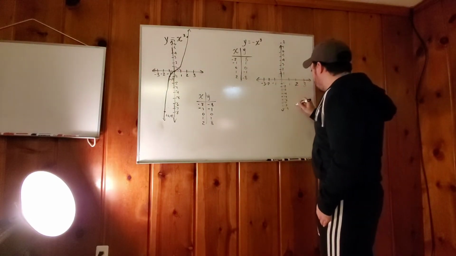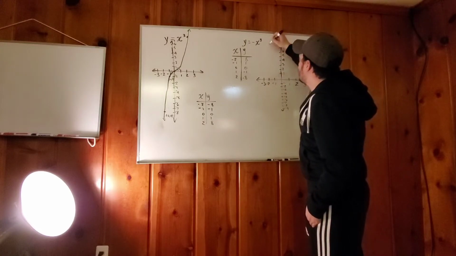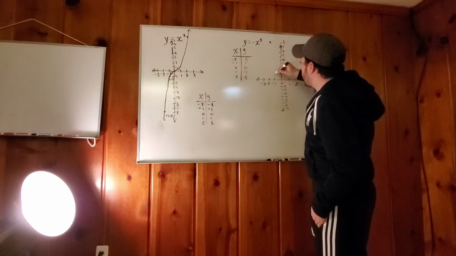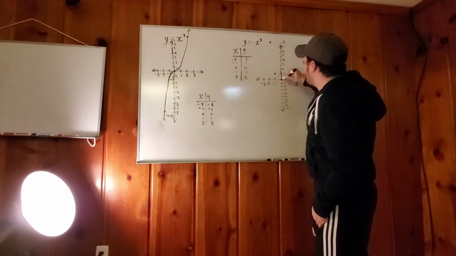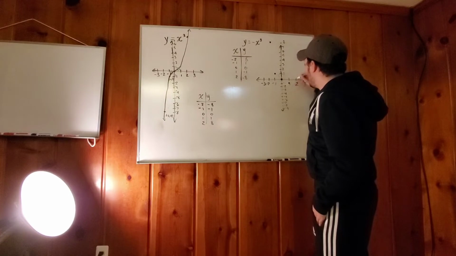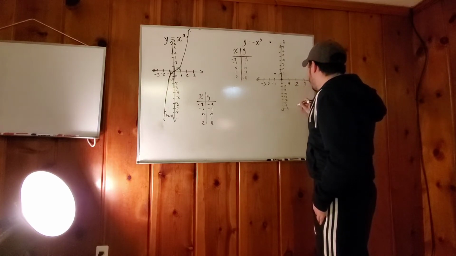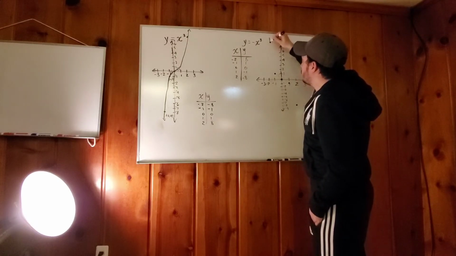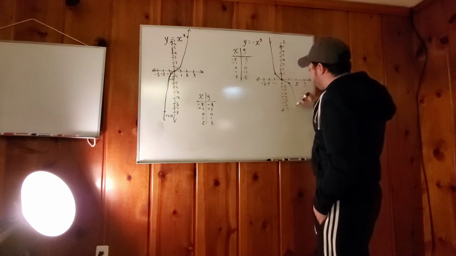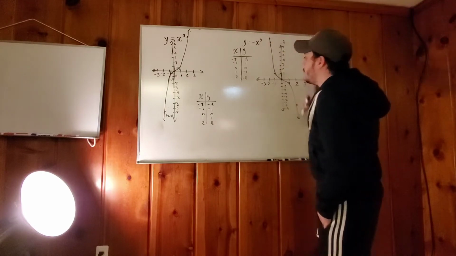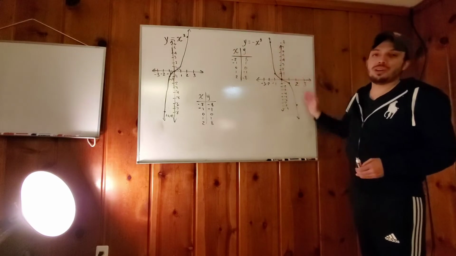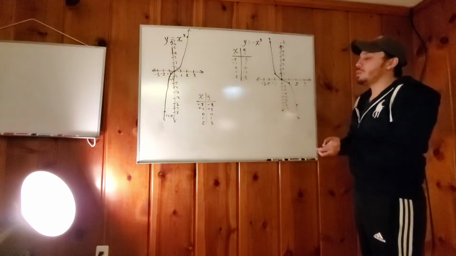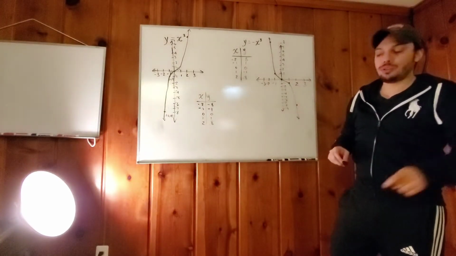So the negative 2 is going to be, well, let's start with negative 2, 8. Negative 1, 1. 0, 0. 1, negative 1. And 2, negative 8. And then it would look like that. So as I told you, it's not that hard. You just need to know the shape because a lot of people will do the table and don't know how to graph it. So once you already know how to graph it, let's actually move on to the calculator.